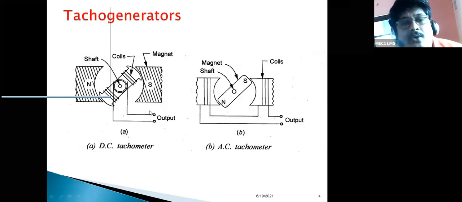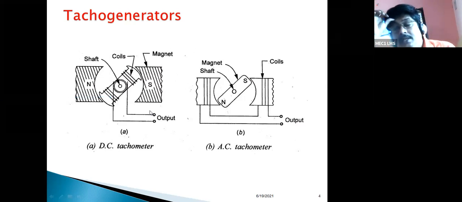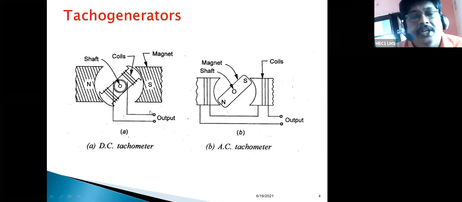Next, tacho generators. All of you know tacho generators. In the drag cup, what is the output here? Eddy current. With the help of the eddy current, the drag cup rotates, which in turn is in the same direction as the rotating magnetic field, the rotating magnet.